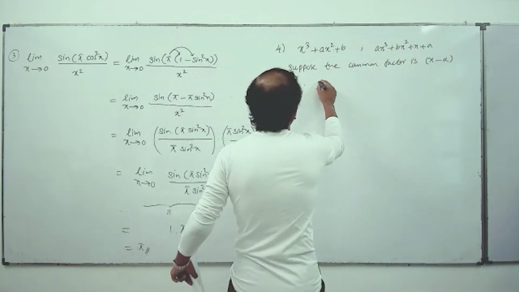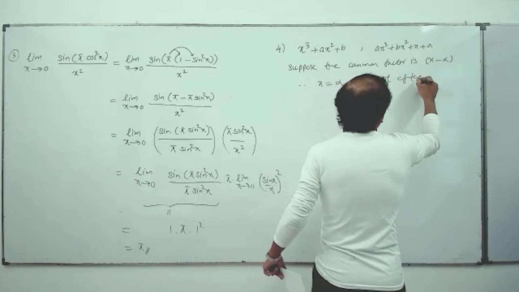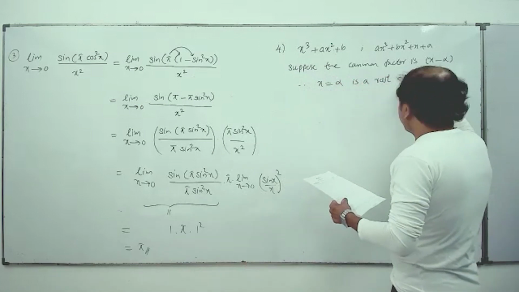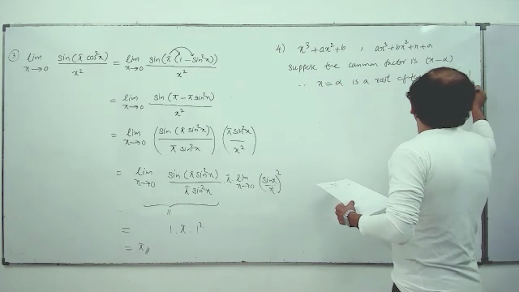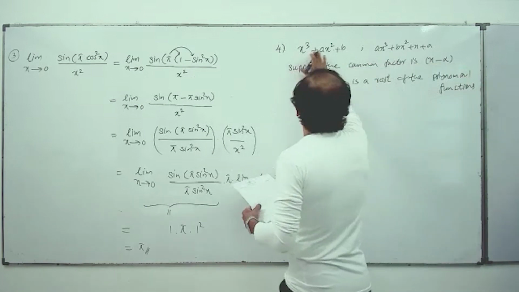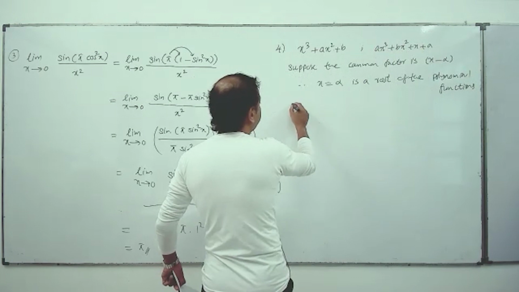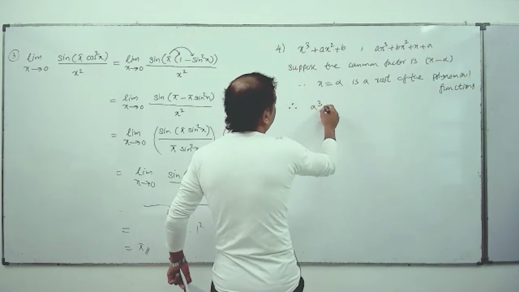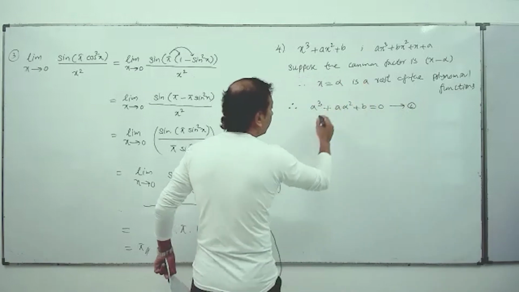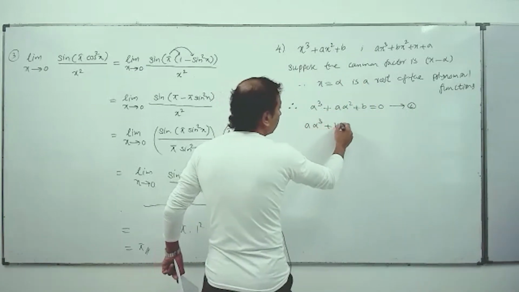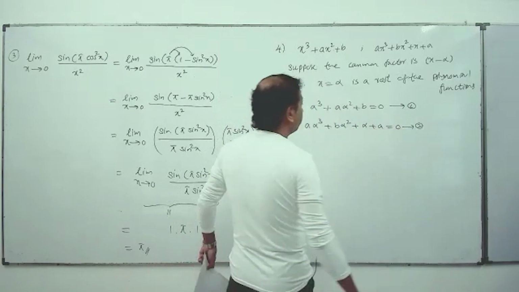Therefore, x equals alpha is a root of the polynomial functions. When you put x equals alpha, this must be 0. Therefore, we can write: alpha cube plus a alpha squared plus b equals 0, number 1, and a alpha cube plus b alpha squared plus alpha plus a equals 0, number 2. These two equations we can write.